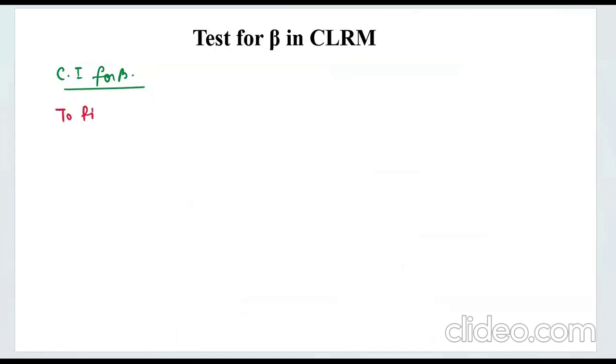To find the 100 times (1 minus alpha) percent confidence interval of beta. If you put alpha to be 0.05, you will get this to be 95%. It is another way of writing the 95% confidence interval. Formally, you write it in this way. You can put the values of alpha, and it will be 95 or 99, whatever you take it to be. Of beta, we have, what you will write, you will write in this way, the probability. This step is very crucial. Please see this step carefully.